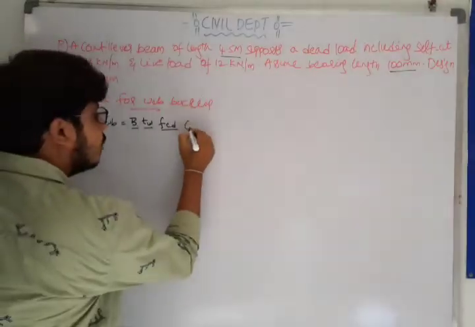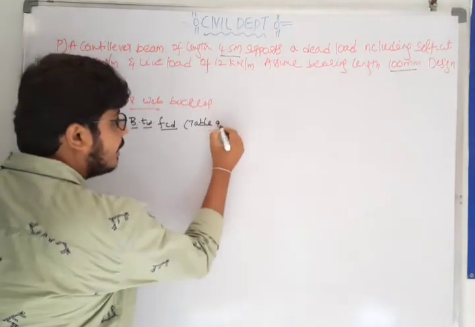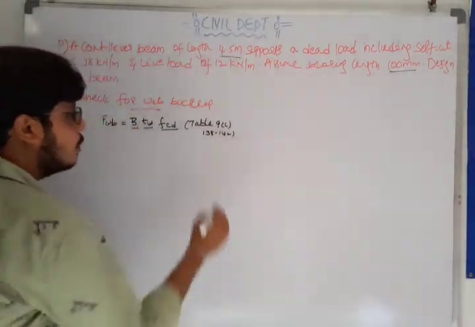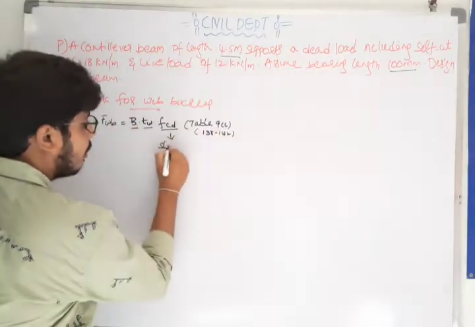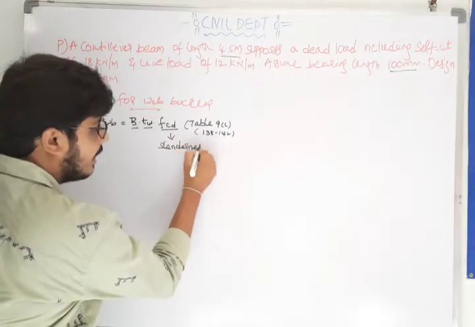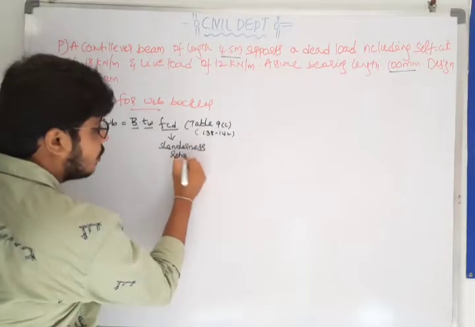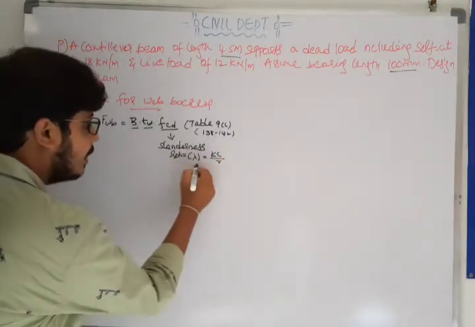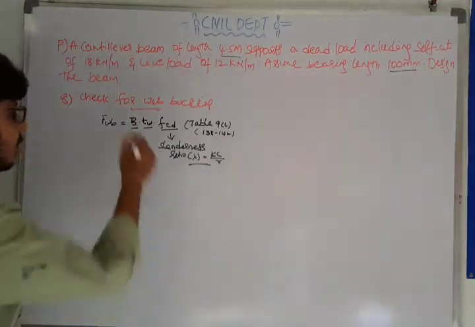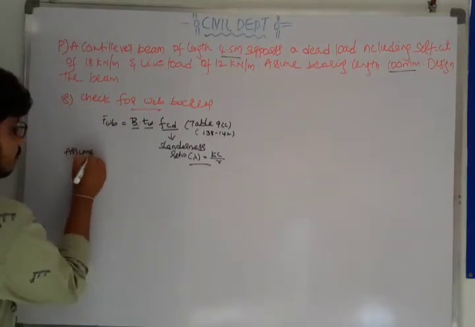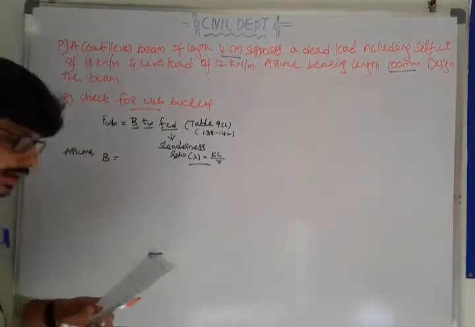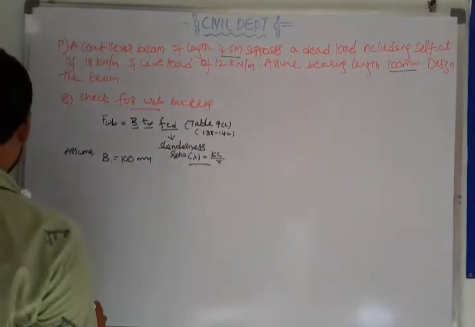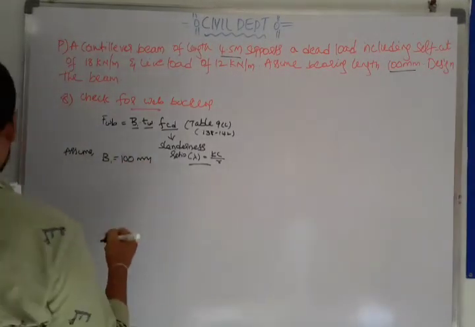This value we will get from Table 9C, page numbers 138 to 142, which depends upon the slenderness ratio, lambda, that is KL by r. First we should assume B1 is equal to 100 mm. Okay, assume B1 is equal to 100 mm.